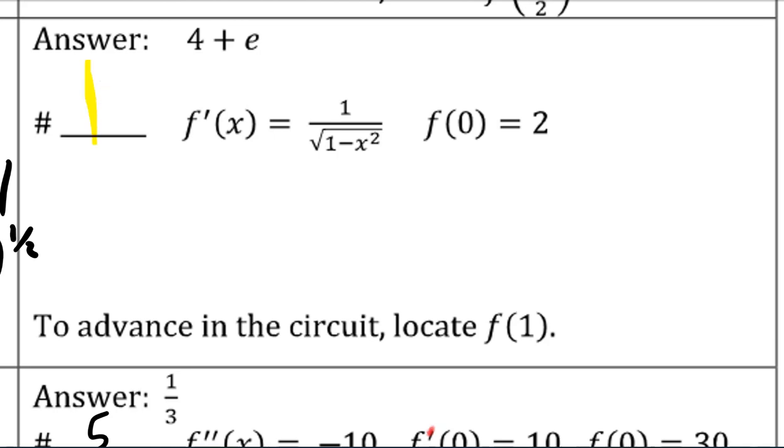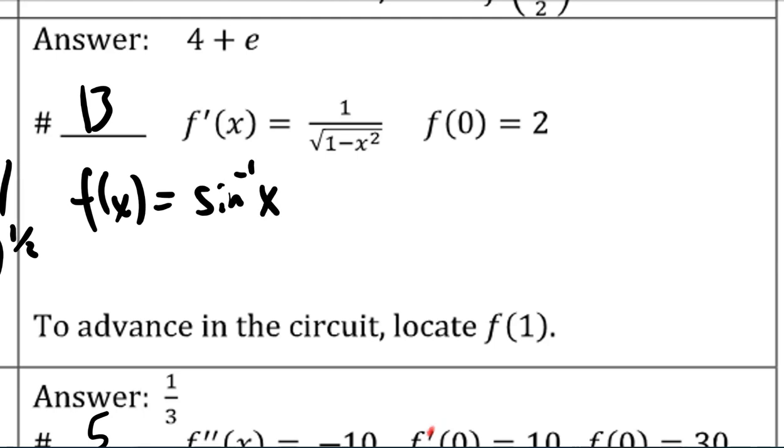Alright, for question number 13, this is one that you will have to have memorized at some point. All of this is actually the derivative of inverse sine, and so all of this just becomes that, and then of course there could be a constant that we can't see that we're taking the derivative of.